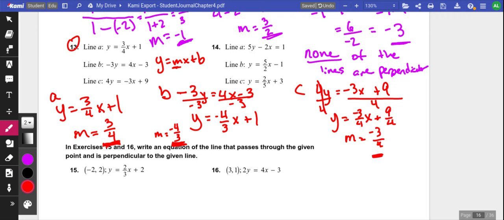All right, the only two that are actual negative reciprocals to each other are 3/4 and negative 4/3. Because you flip that 3/4 to 4/3, and then you change the sign so it's negative. So lines A and B are perpendicular.